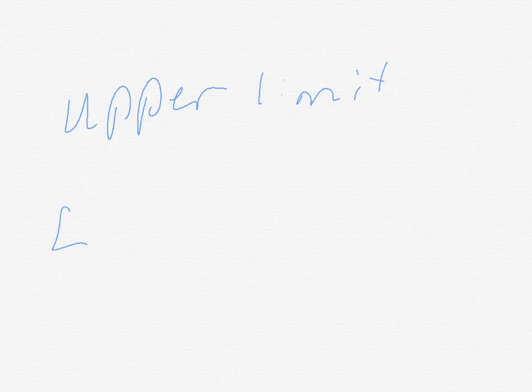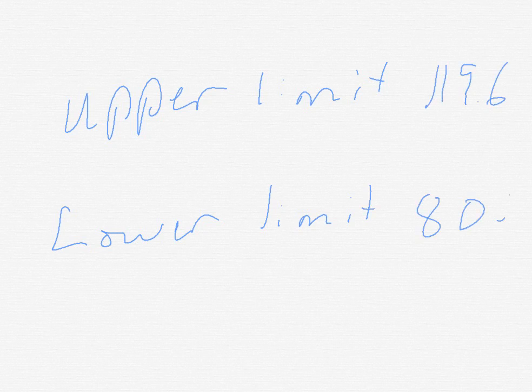Now, there is some terminology that goes along with these confidence intervals. The upper limit is going to be the largest value, and then we have the lower limit. In our example, the upper limit was 119.6, and the lower limit was 80.4. That sets the range where we would expect, 95 times out of 100, that the true mean would exist somewhere inside of that range.